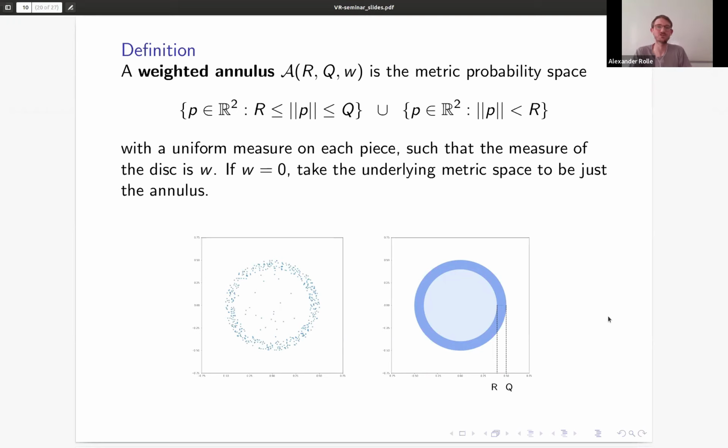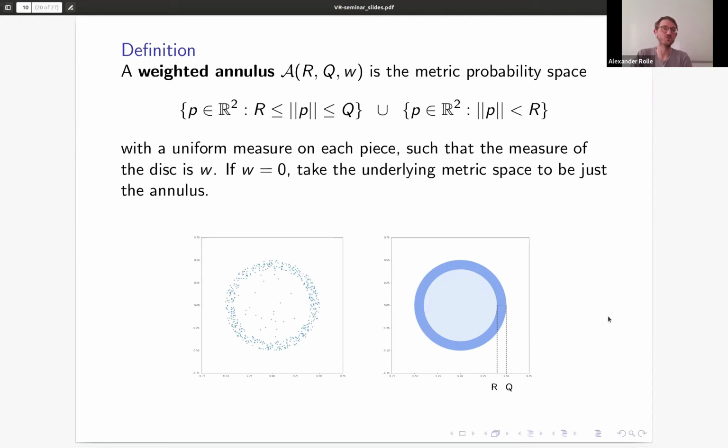And so what you should imagine is that on the annulus, I have a uniform measure with a high value of the density, and on the inner disk, I have a uniform measure with low value of the density. And this measure of the inner disk is controlled by this third parameter W. So you should imagine that W is some small but non-zero number that gives the weight of the inner disk.